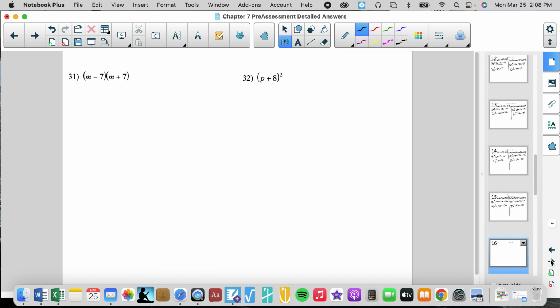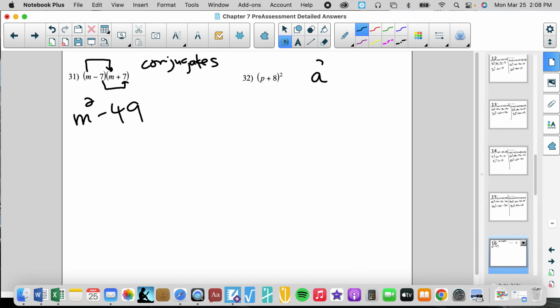Oh, conjugates. When we see that we have conjugates, which are identical but with opposite signs, we know that the outside, which is 7m, and our inside, which is negative 7m, are going to cancel. They're opposite of each other. So we're left with m squared minus 49. We're left with our first and our last. This is a binomial square, not conjugates. These are conjugates. This is a binomial square.